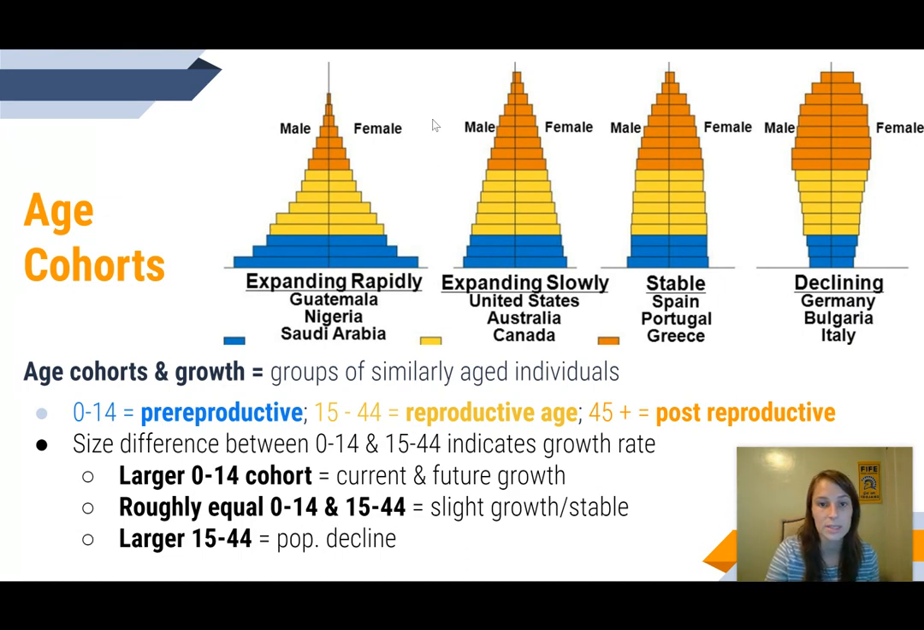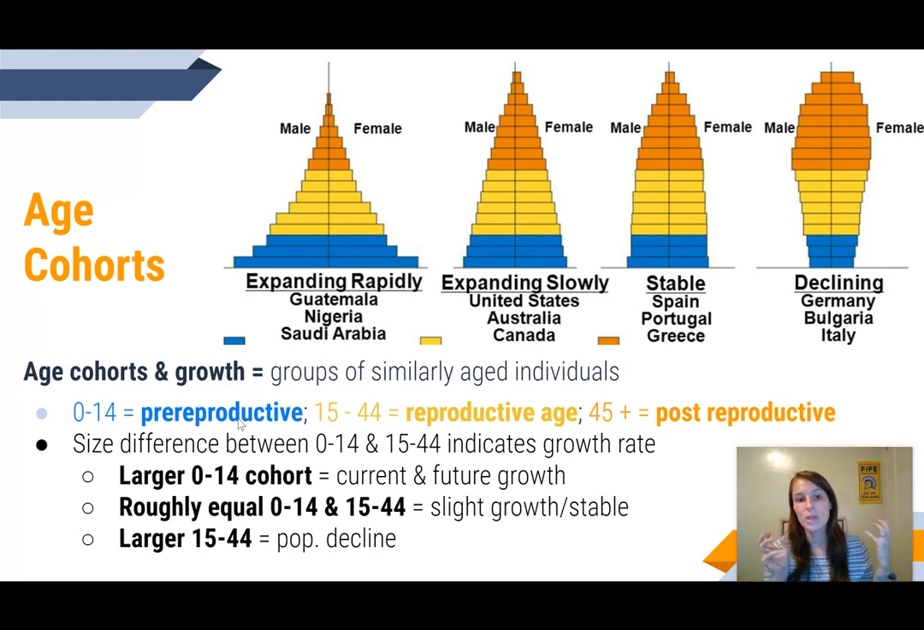As you can see on each side here, it's going to tell us, of those age cohorts and those groups, how many are male and how many are female. On the left-hand side here, we've got the males. On the right-hand side here, we've got the females. These bars represent the number of individuals in that cohort, and the colors represent what each of the cohorts are, whether they're pre-reproductive, reproductive, or post-reproductive.